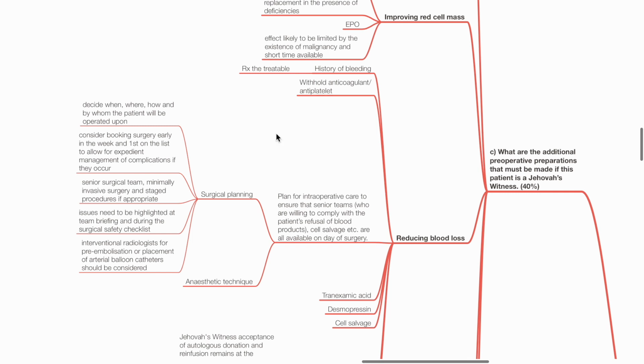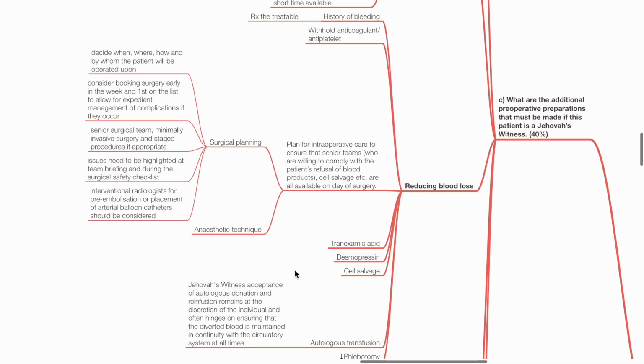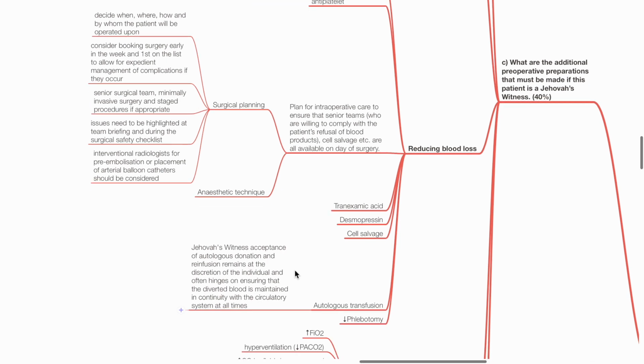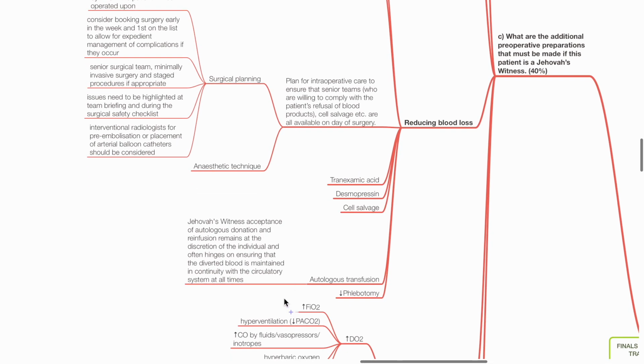Reducing blood loss. Identify history of bleeding and treat the treatable. Withhold anticoagulants and antiplatelets. Plan for intraoperative care to ensure that senior teams who are willing to comply with the patient's refusal of blood products and cell salvage are all available on the day of surgery. Tranexamic acid, desmopressin, cell salvage, autologous transfusion may all be considered.